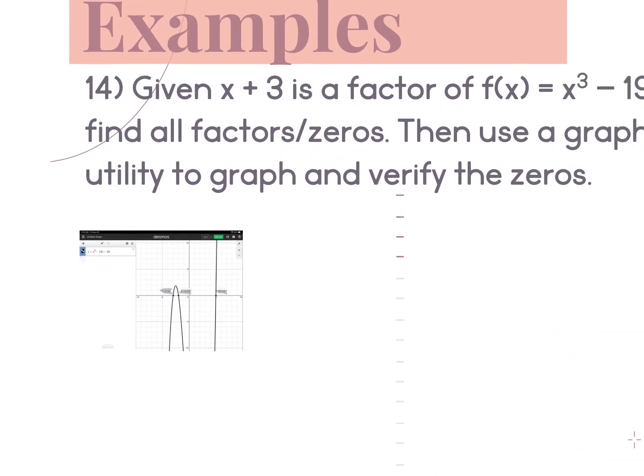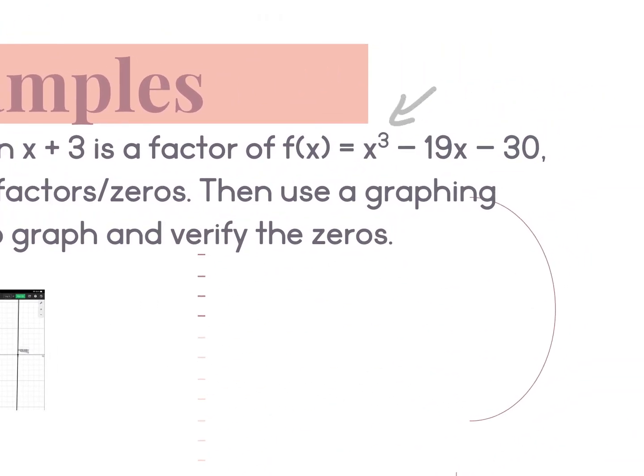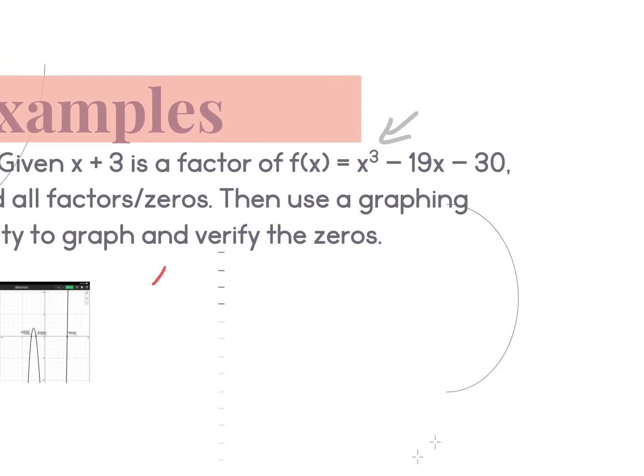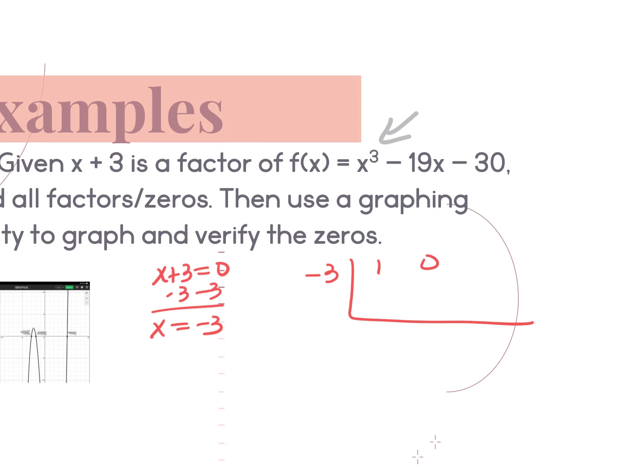Notice the exponent on my function is a 3. This tells me I should be getting 3 answers. So let's go ahead and try it. Again, we're going to take our x plus 3, set it equal to 0. So the root, or the answer I'm using to do the synthetic, is -3. So I'm going to do -3, take all the coefficients. Notice it's missing an x squared. You need to hold the place. So 1, 0, -19, and -30.